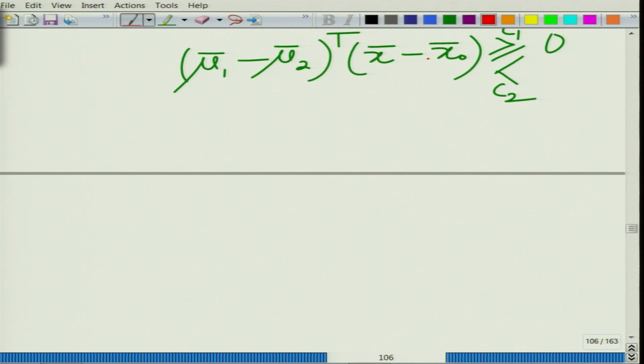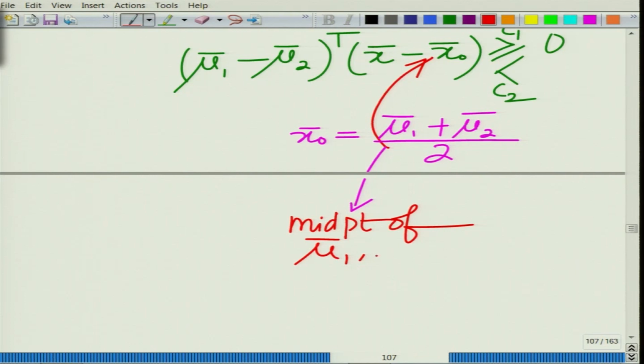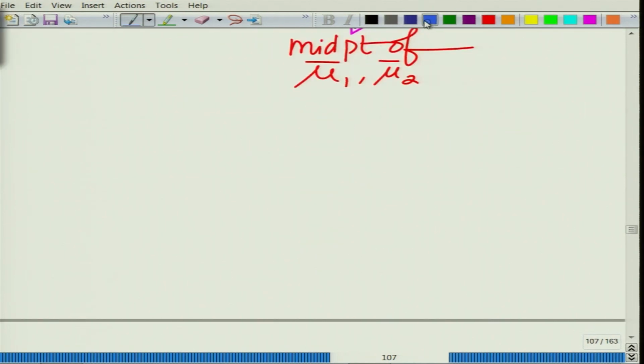And realize that this x naught bar is equal to mu 1 bar plus mu 2 bar divided by 2. This is essentially the midpoint of these two means, that is mu 1 bar comma mu 2 bar. And therefore, the condition is something that is very interesting.